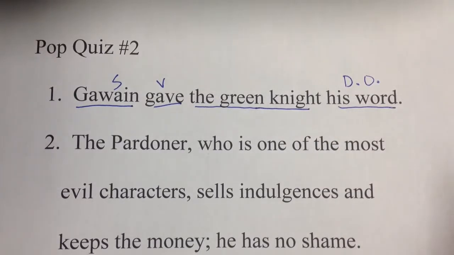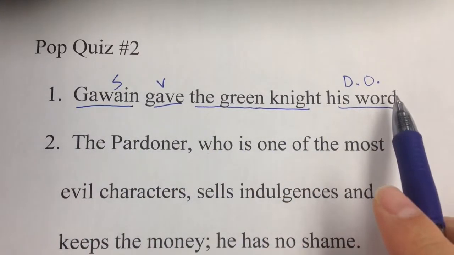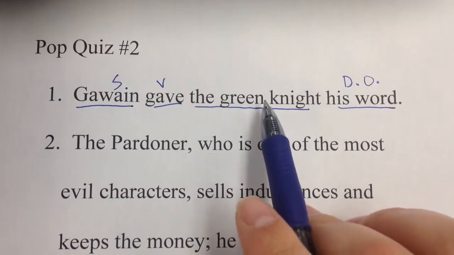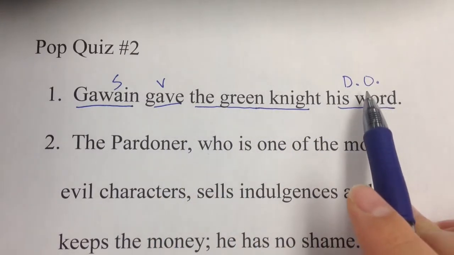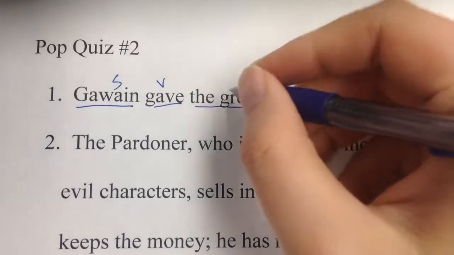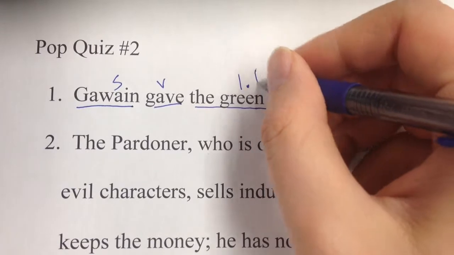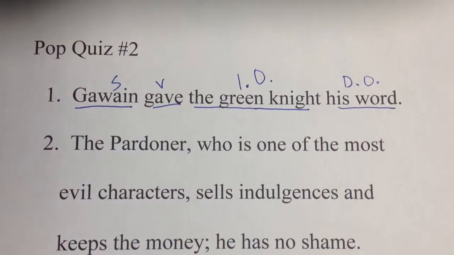And there's a third person or a third noun involved. We have 3 nouns in the sentence. We have Gawain, we have the word, and we have the Green Knight. The thing that Gawain gave is the direct object, but the person who benefits, the third person in this relationship, is our indirect object, and it's right here. One of the biggest problems that I found is that some students are writing these very long sentences, and they don't have to be. They can be very short, like this.